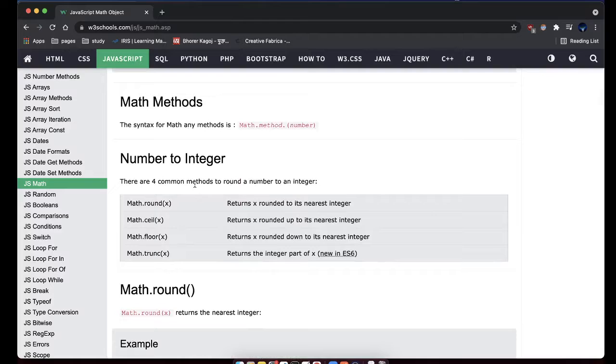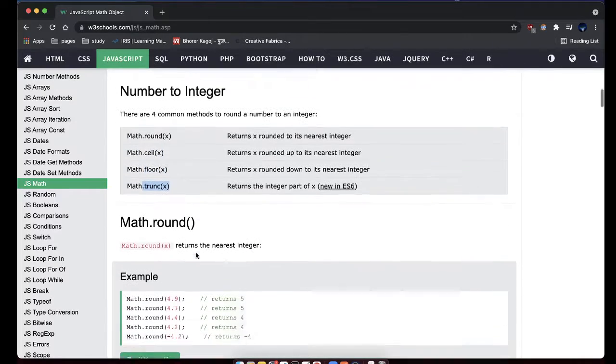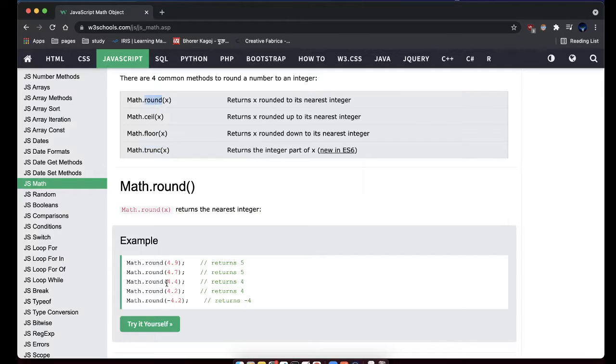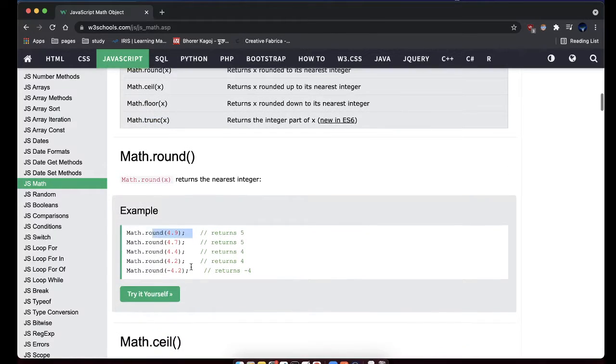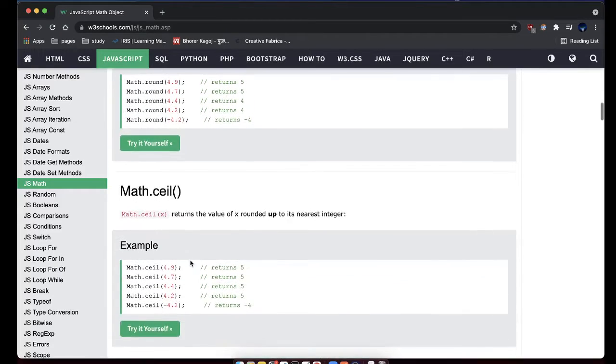The main things in JavaScript that we use mostly are Math round, ceiling, floor and truncate. So let's look into round first. Math round will round the value as we know in mathematics. So 4.9 equals 5, 4.7 equals 5, but 4.4 will give us 4, and minus 4.2 equals minus 4. So we know that from 4.5 upward it always rounds up to the integer value.